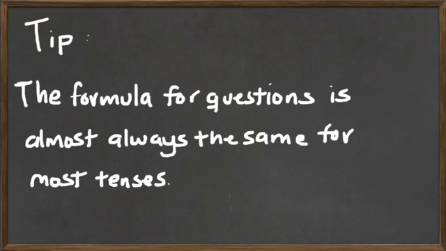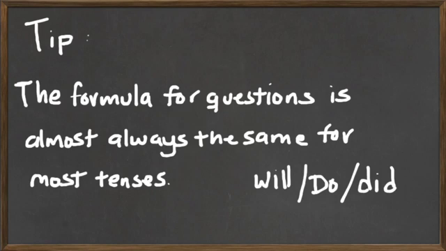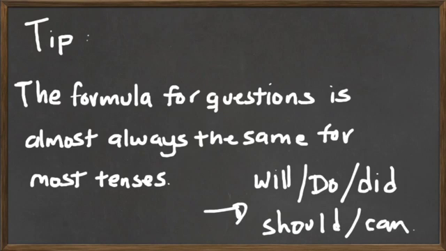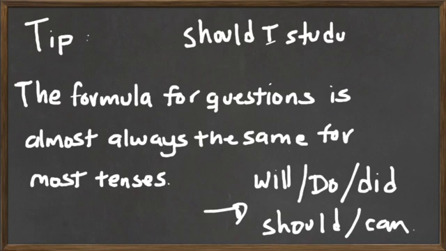Okay, one tip before we finish. The formula for questions is almost always the same for most tenses. Whenever you use will, whenever you use do, whenever you use did, whenever you use should and can, mostly the formulas follow the same way. Let me give you an example. Should I study more?